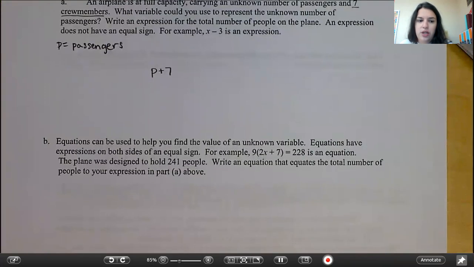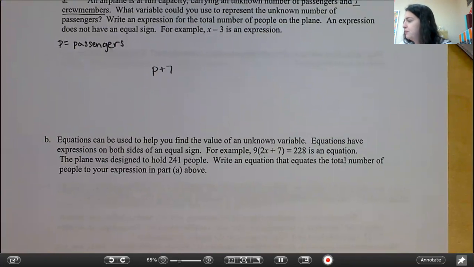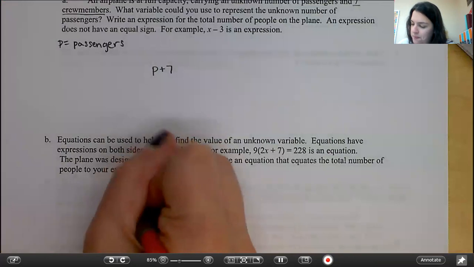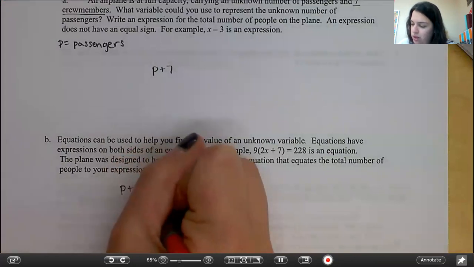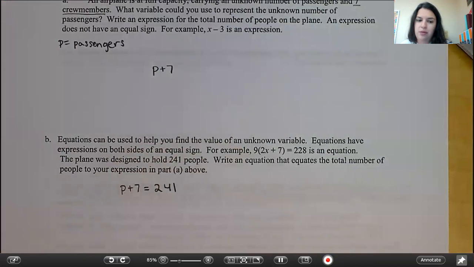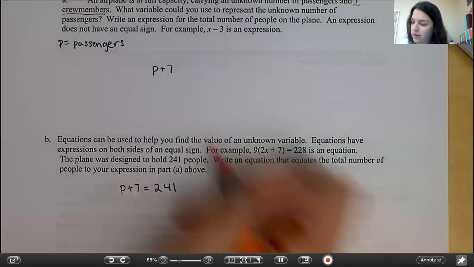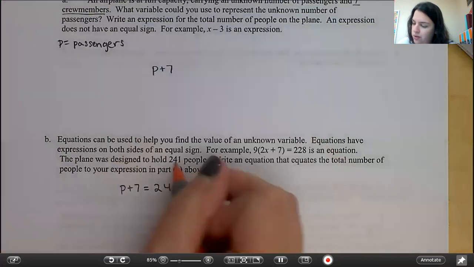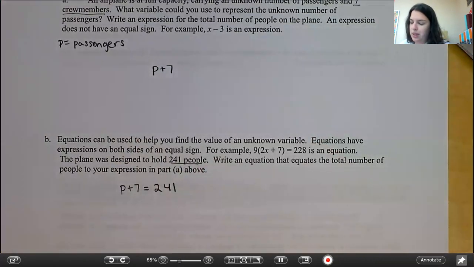B says, equations can be used to help you find the value of an unknown variable. Equations have expressions on both sides of an equal sign. For example, 9 times the quantity of 2x plus 7 equals 228 is an equation. The plane was designed to hold 241 people. Write an equation that equates the total number of people to your expression in part A above. So we know that we have P plus 7 would equal 241 people on the plane. So again, P plus 7 came from part A, 241 people came from our information in part B.